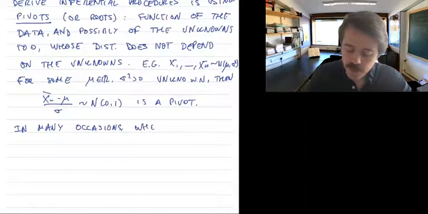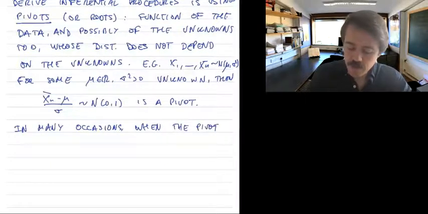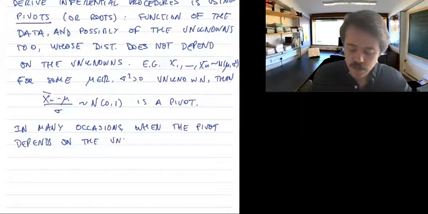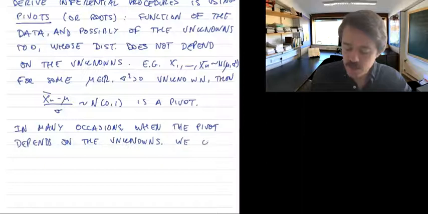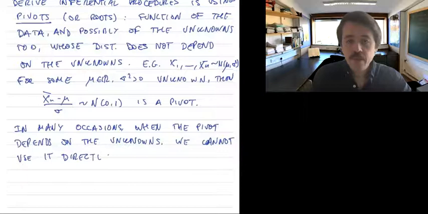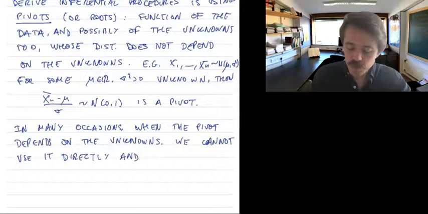Okay. So let's say when the pivot depends on the unknowns, we cannot use it directly, and we require some sort of proxy.